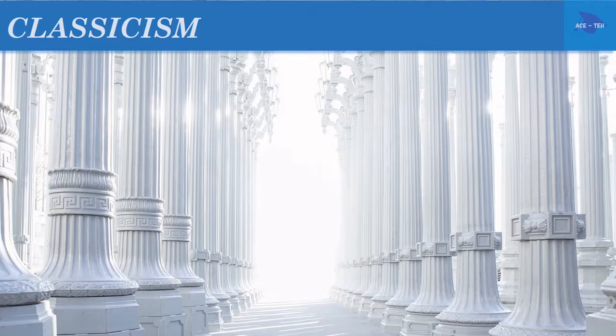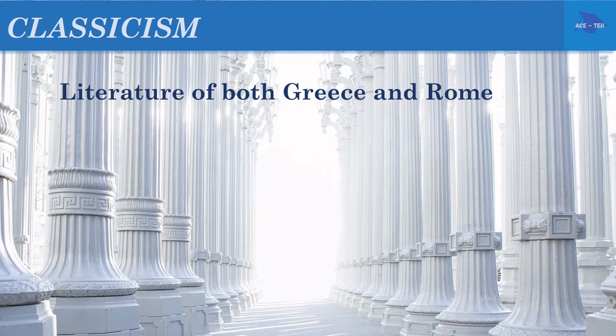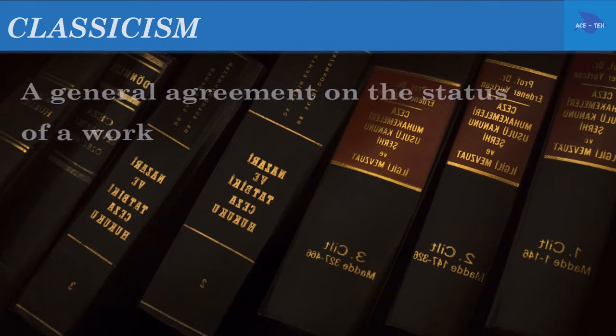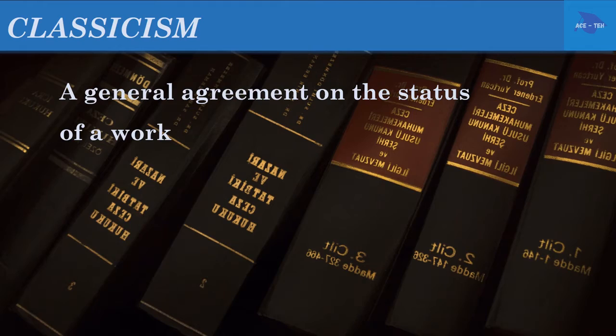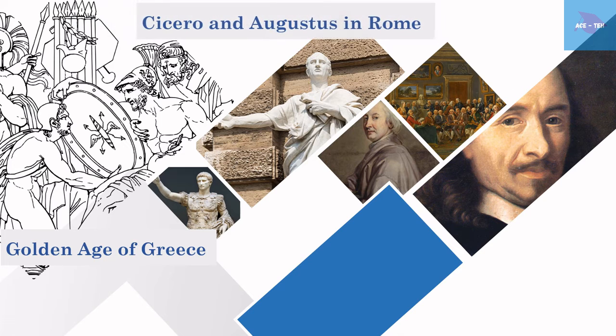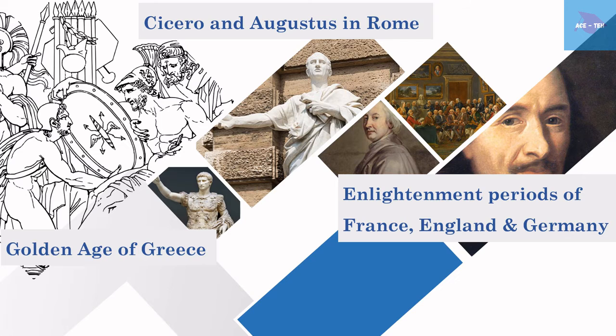The word classicism may convey two ideas for us. We identify it as the literature of both Greece and Rome. But nowadays, the word is also attributed to signify the status of a work upon which there is a general agreement. Classicism is generally associated with several major periods in history, including the Golden Age of Greece, the age of Cicero and Augustus in Rome, and the Enlightenment periods of France, England, and Germany.